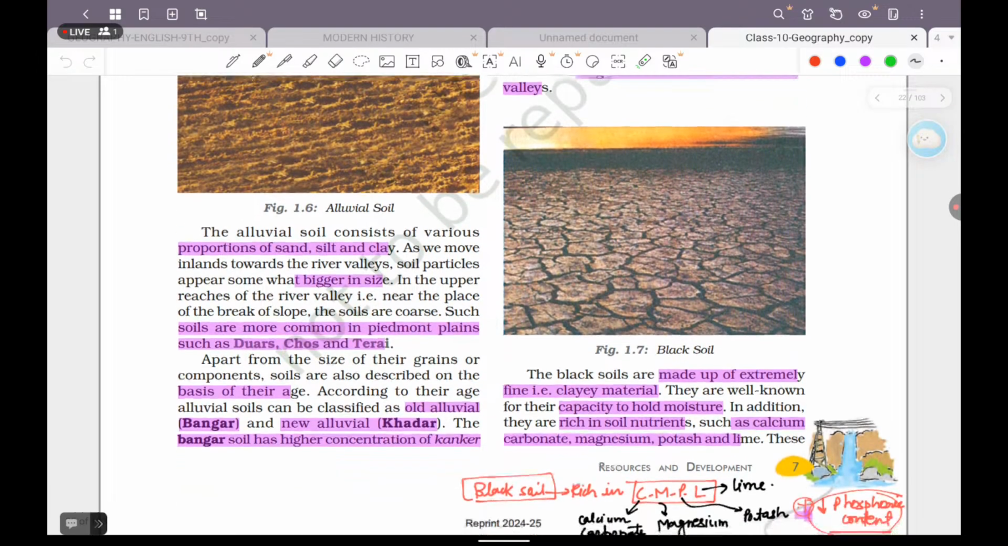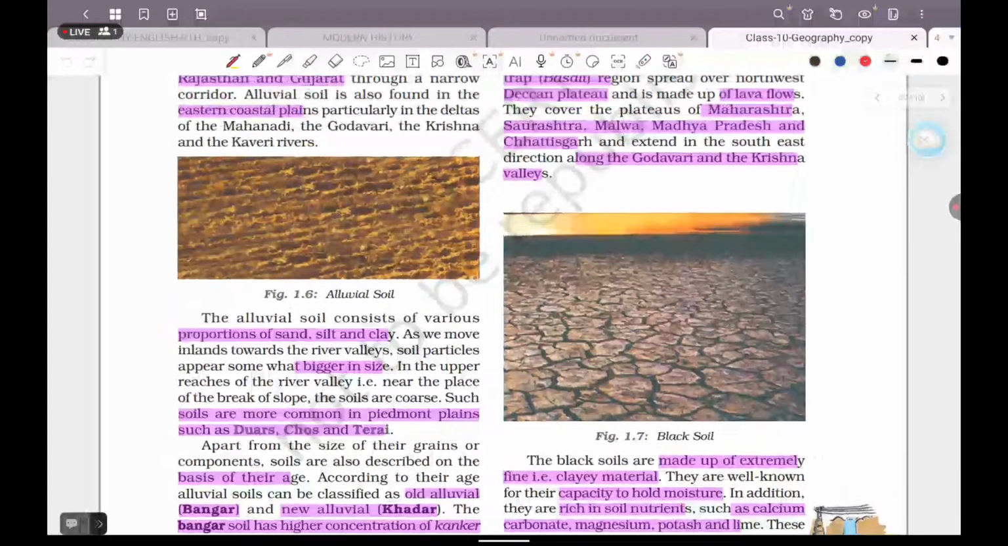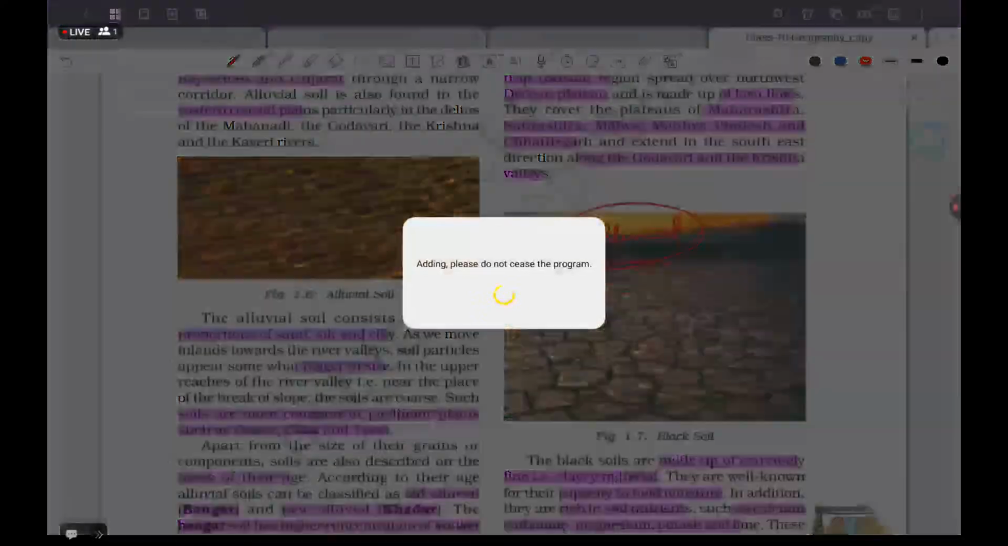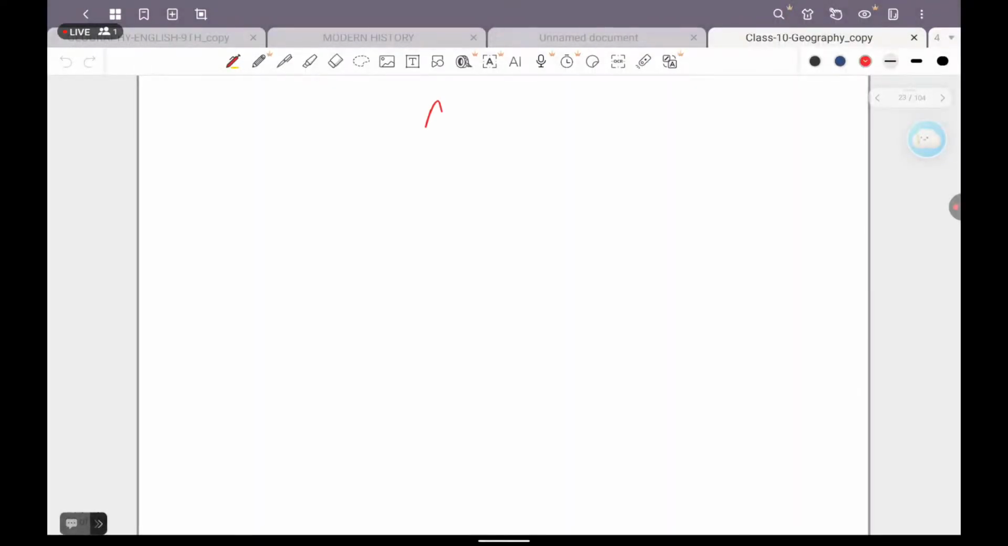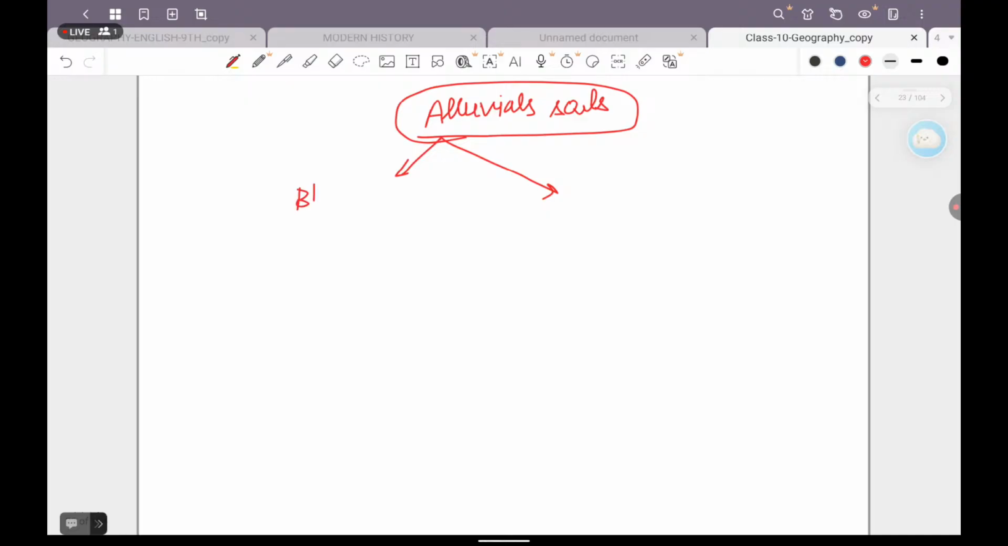Now, if we talk about the classification of the alluvial soil, these soils are formed, transported and deposited by the Indus, Ganga and Brahmaputra rivers and their tributaries. It is divided into the Bangar and Khadar.